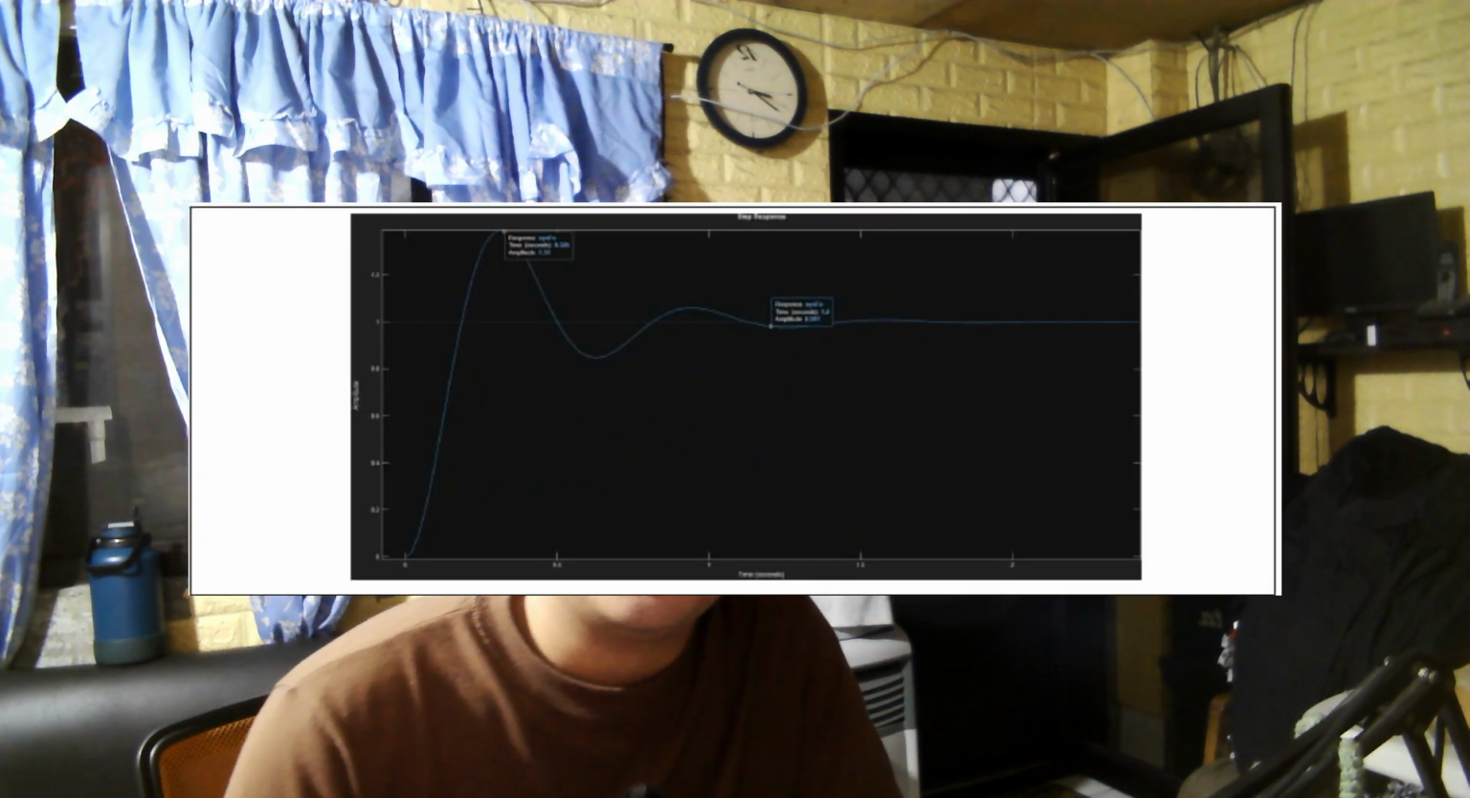From the plots, I observed that when the damping ratio is low, the system becomes underdamped and shows oscillations with high overshoot. As damping increases, the response becomes smoother until it reaches critical damping and eventually overdamped behavior, where the response is slower but no longer oscillates.